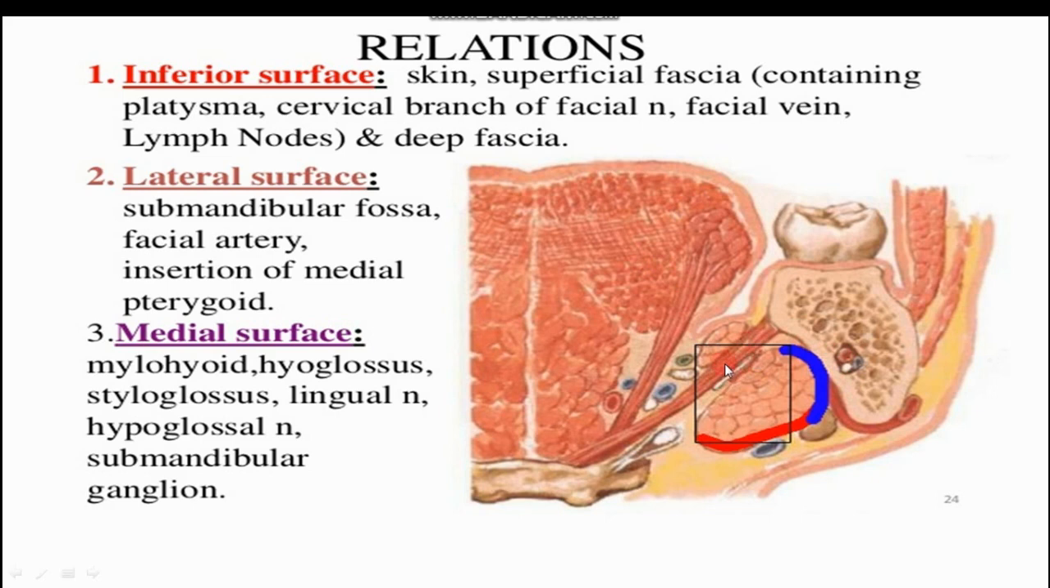Then about the medial surface. This is the medial surface. The medial surface is related to important muscles. This is the mylohyoid, and this is the hyoglossus. This medial surface is also related to the styloglossus, lingual nerve, hypoglossal nerve, and submandibular ganglion.